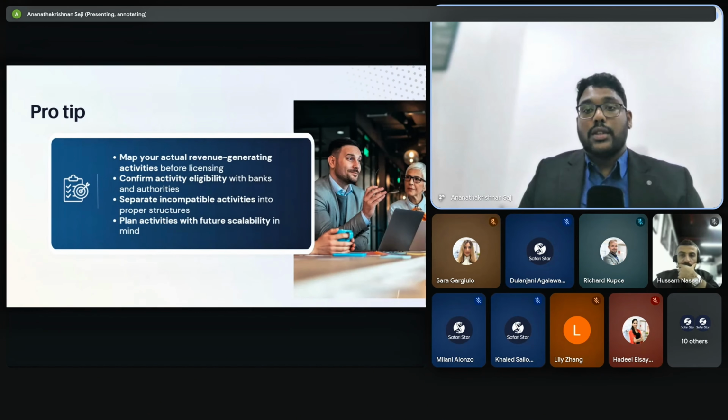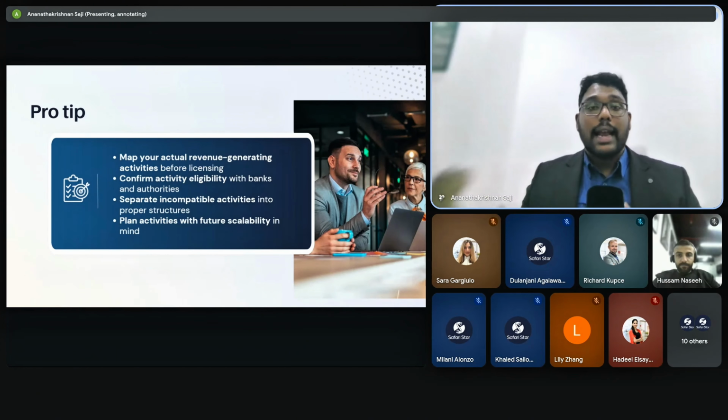Yeah. So the whole concept is: map your actual revenue generating activities before licensing. That is point one, and confirm activity eligibility with bank and authorities. Not all activities. Let's say I'm having a gold trading license. I cannot easily go to the bank and get it registered. There are a lot of document requirements and everything, and sometimes the bank won't approve.